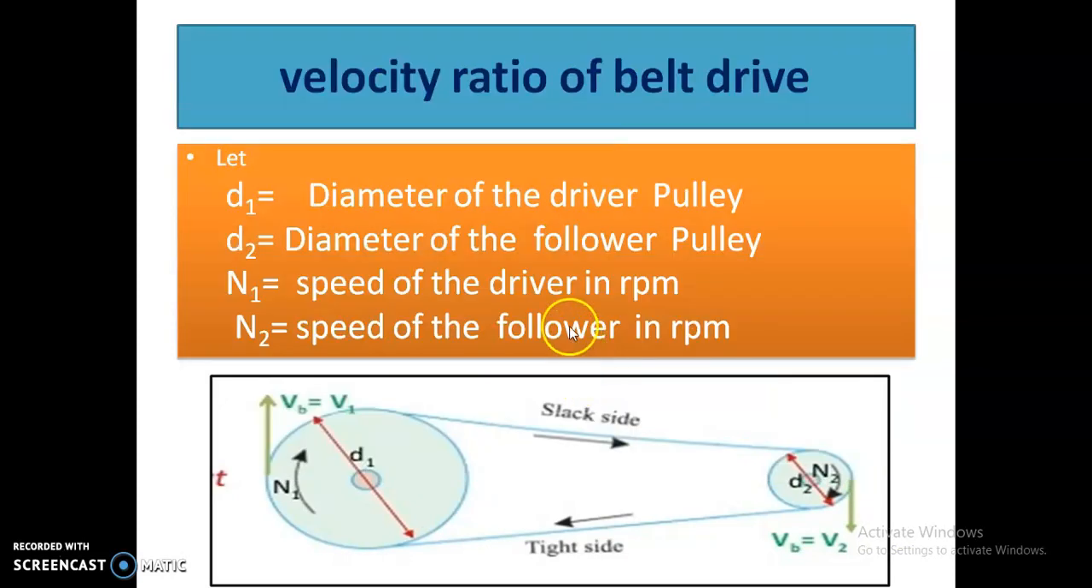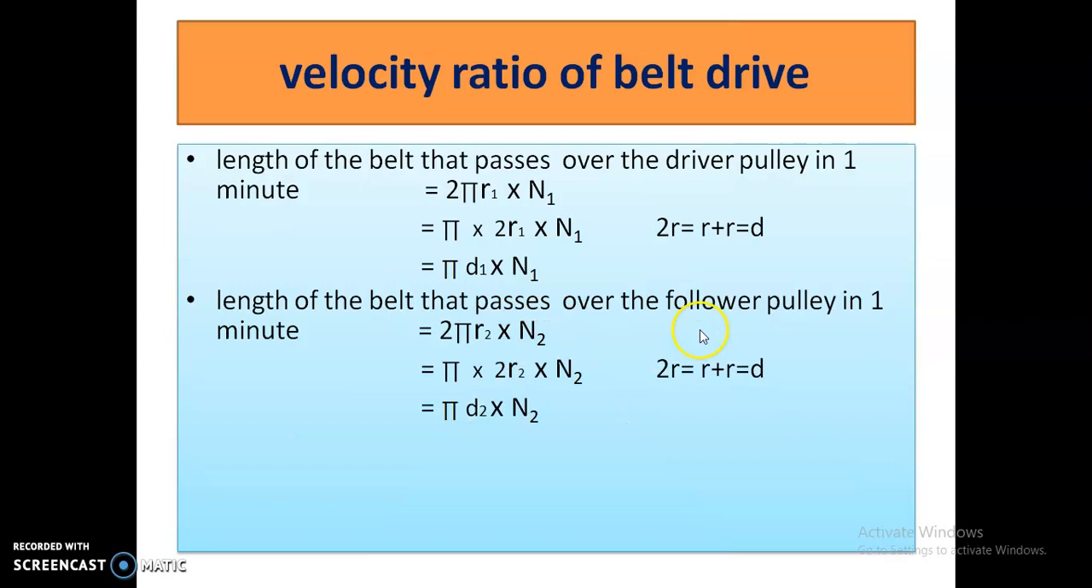Let us start the derivation. Here let d1 be the diameter of the driver pulley and d2 the diameter of the driven pulley. n1 is the speed of the driver pulley in rpm, revolutions per minute, and n2 is the speed of the follower or driven pulley in rpm. And these are the notations.